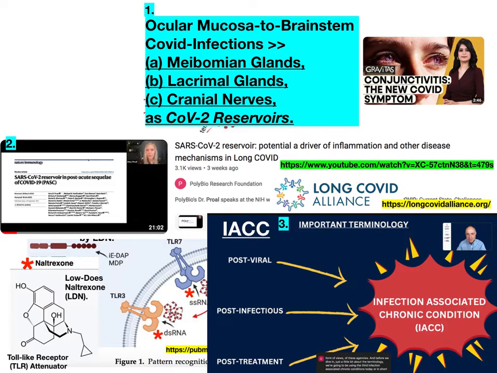They may be a post-infectious condition, so besides viruses, other infectious agents, bacteria, protozoa, fungi, can all produce long-term chronic conditions. Examples, Lyme disease.